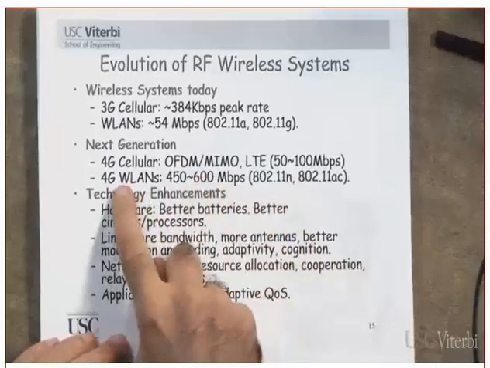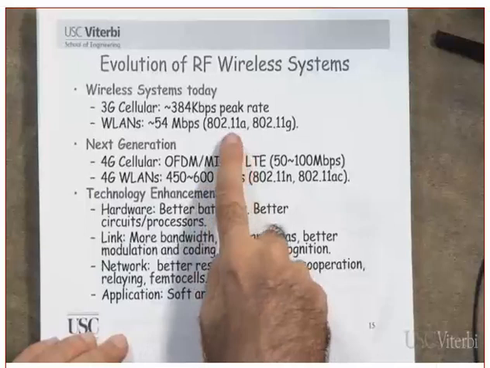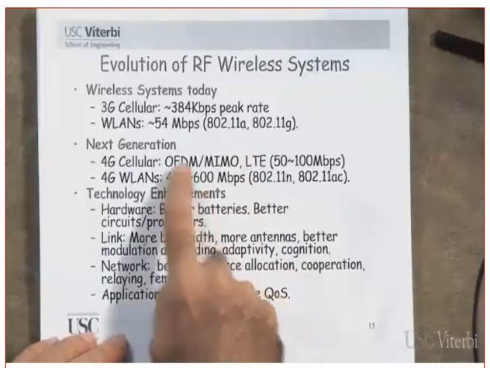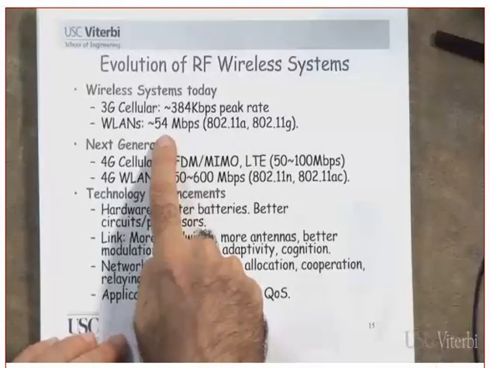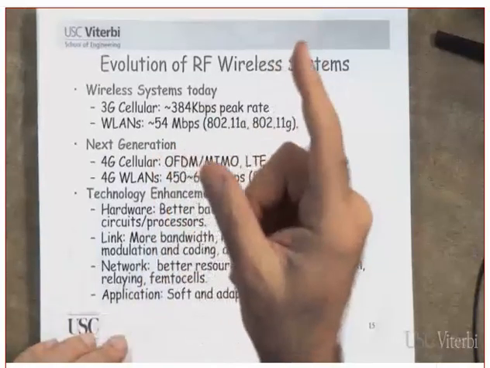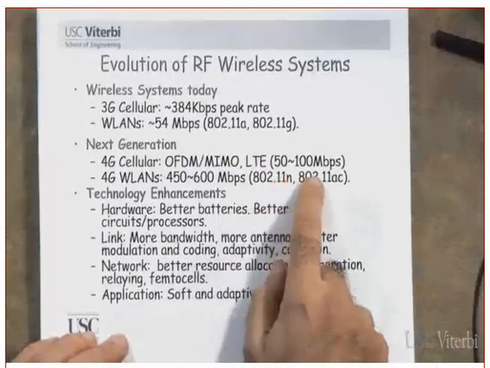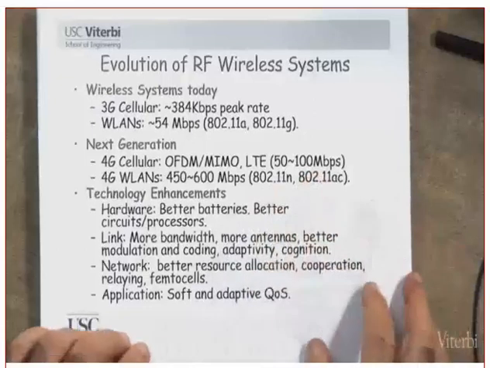Now look at the rates. The new one, for example, for the wireless LAN, 450, 600 megabits per second. Big increase or small increase compared to what? 54 megabits per second. But something has to give. What is it? The distance becomes even what? Smaller, shorter and shorter. Clear?